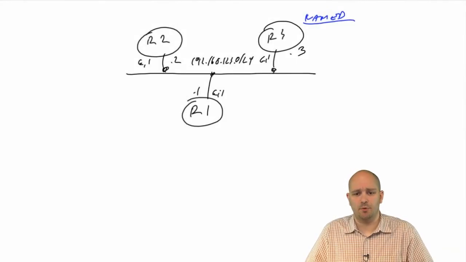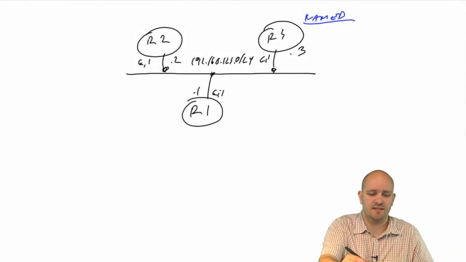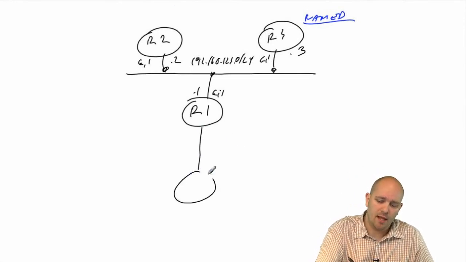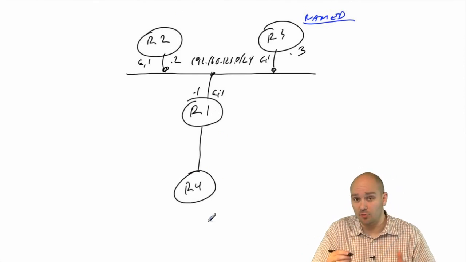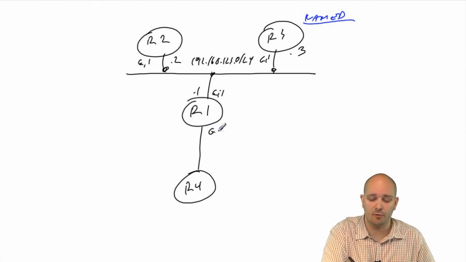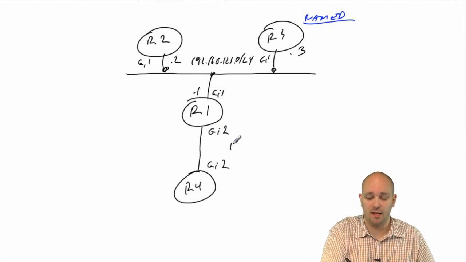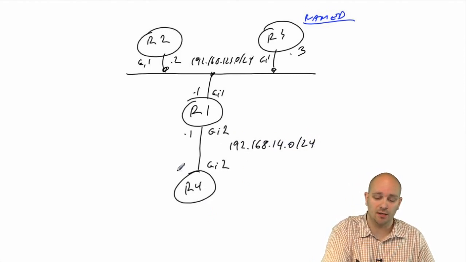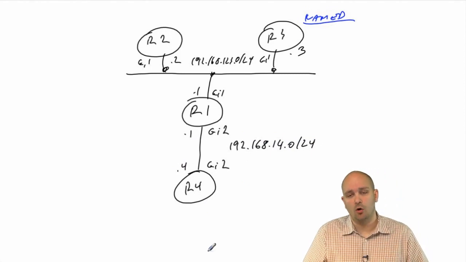As a last example, I want to add one more device to my network. And this is going to be R4. And R4 will be connected directly to R1. And in this case, I will be using gigabit interfaces 2 for this network. And the network that I will be using here will be 192.168.14.0/24. And I want .1 here and .4 on this side.